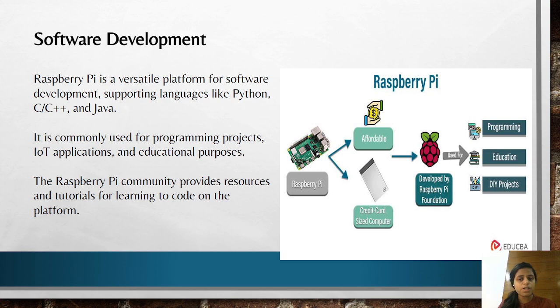The software development for Raspberry Pi. Raspberry Pi is a versatile platform for software development with languages like Python, C or C++, and Java. These are the supporting languages used in Raspberry Pi. It is commonly used for programming projects, IoT applications, and educational purposes. The Raspberry Pi community provides resources and tutorials for learning to code on the platform.